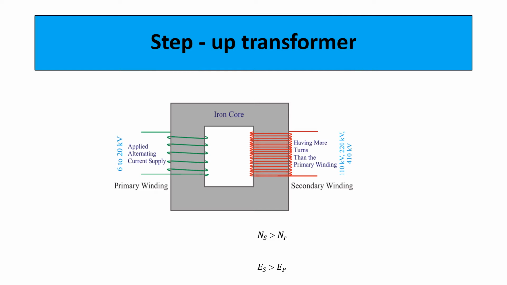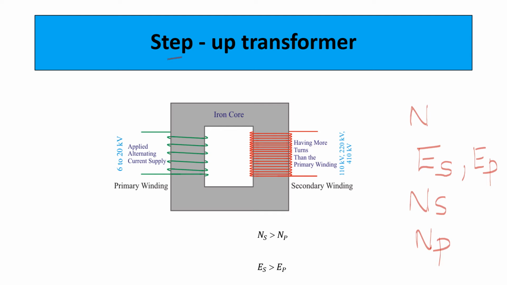For a step up transformer, the number of turns on the secondary side is more when compared with the number of turns on the primary side. We know N represents the number of turns and E represents the voltage. Ns represents the number of turns on the secondary side. Np represents the number of turns on the primary side. Similarly, Es represents the voltage on the secondary side, and Ep represents the voltage on the primary side.